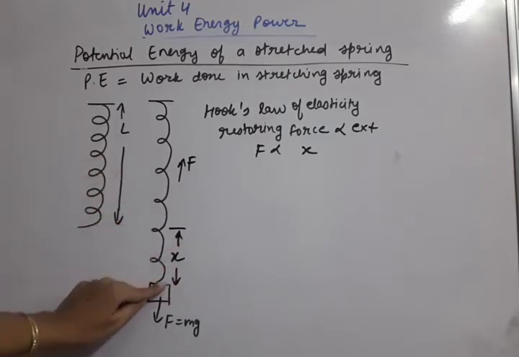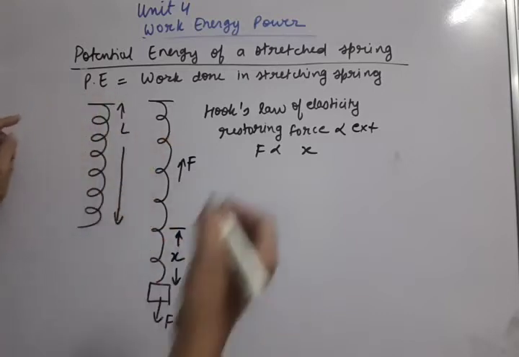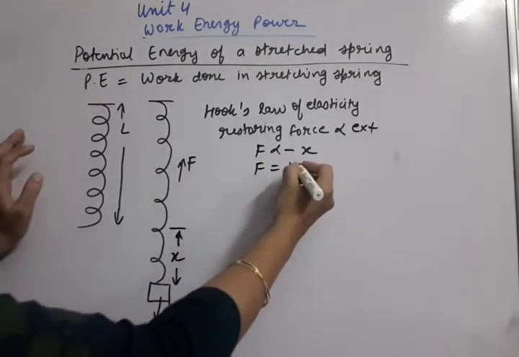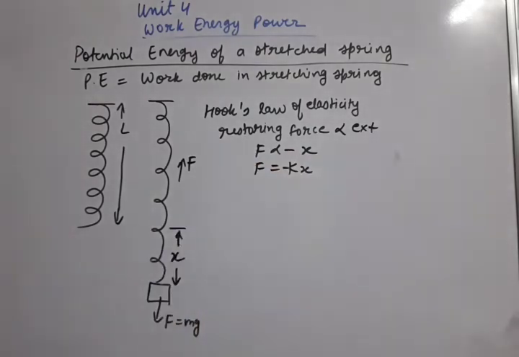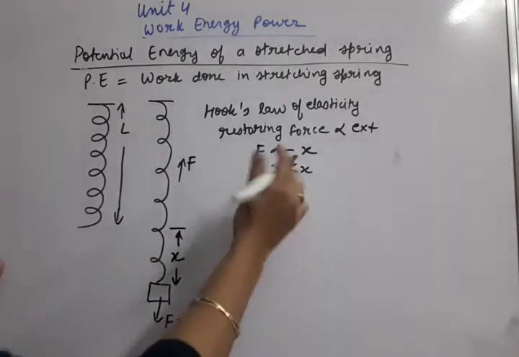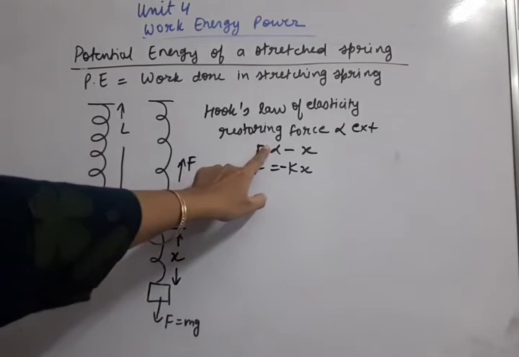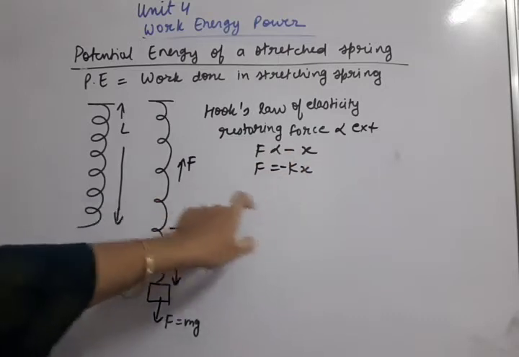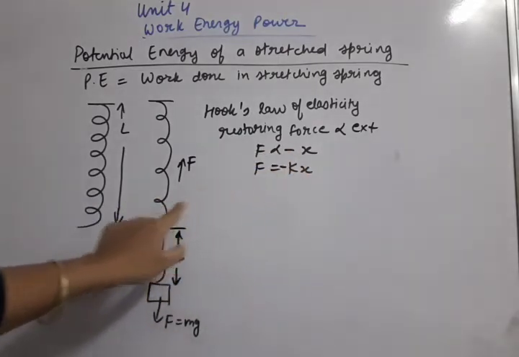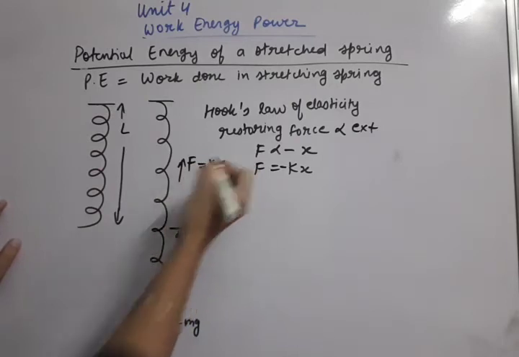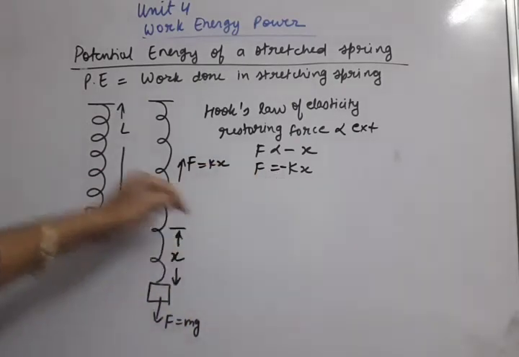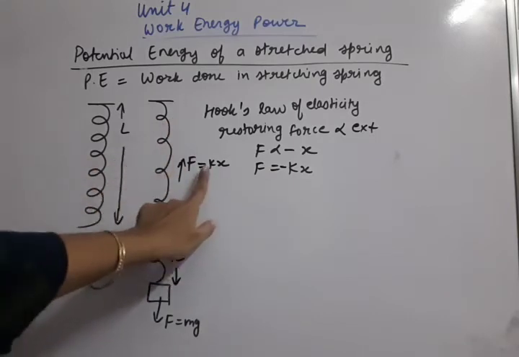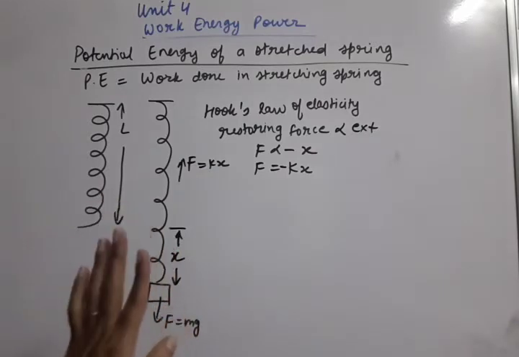If the extension has happened in the downward direction, then the force will act in the upward direction. So for opposite we put a minus sign. And if we remove the proportional sign, then a constant K will appear. So the restoring force formula is F equal to minus Kx. The minus sign just denotes the direction. We have already shown the direction: extension was downward, force is upward. So here we only need to apply F equal to Kx for magnitude.